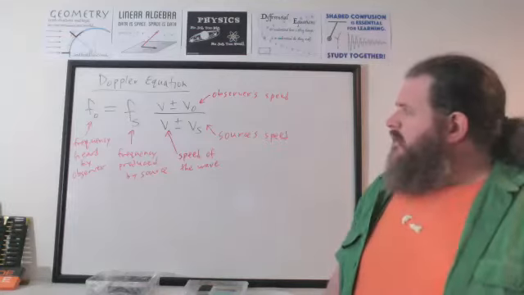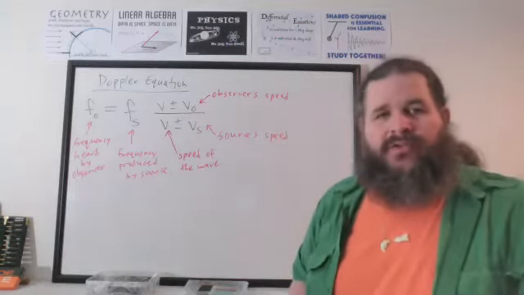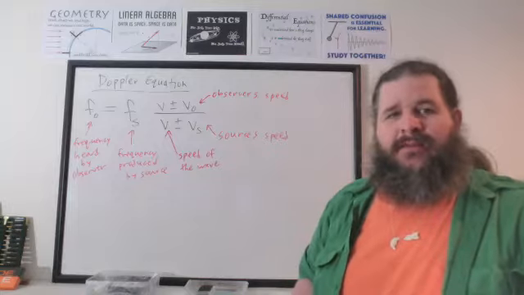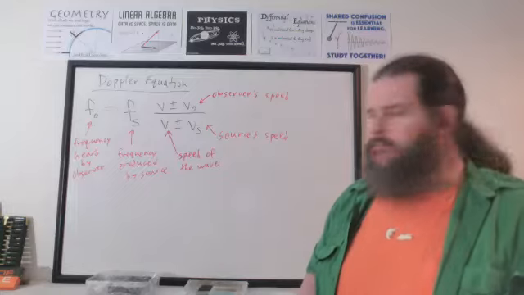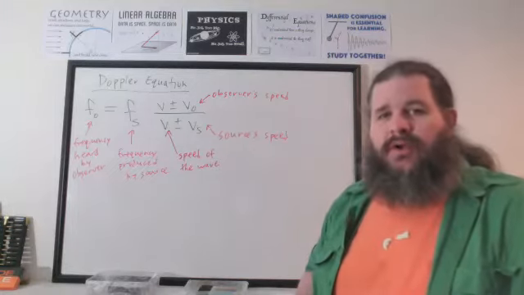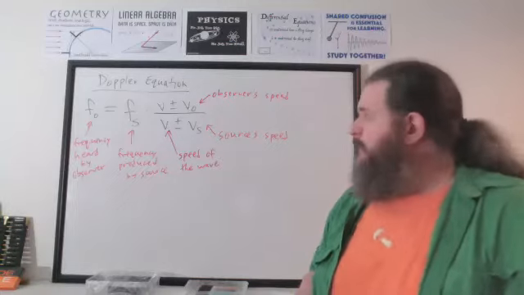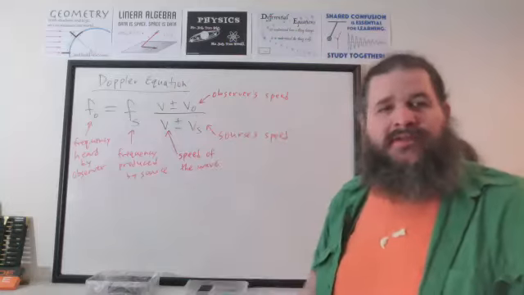Usually the tricky part is figuring out whether to use plus or minus here, and sometimes figuring out what's the source and what's the observer, but usually that's pretty clear based on what's creating the sound and who's listening to the sound. Usually the tricky things are figuring out what are your knowns versus unknowns. What do you know? What are you trying to find? Arranging it into this equation and deciding whether to use plus or minus.